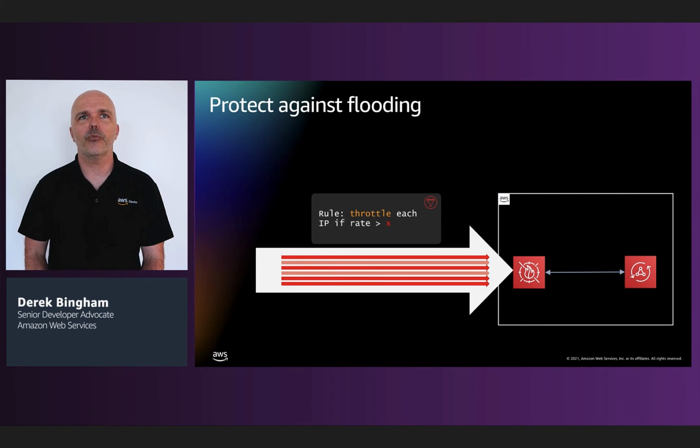Protecting against flooding is when we can use WAF as an access control list that you can configure. You can do this by setting up a rule that will actually throttle requests that come from individual IPs. If they have exceeded a certain rate per 5-minute segment, for example, you can throttle them. So this is a good rule that you can set up to actually protect against flooding or bad actors that may try to overwhelm your API.